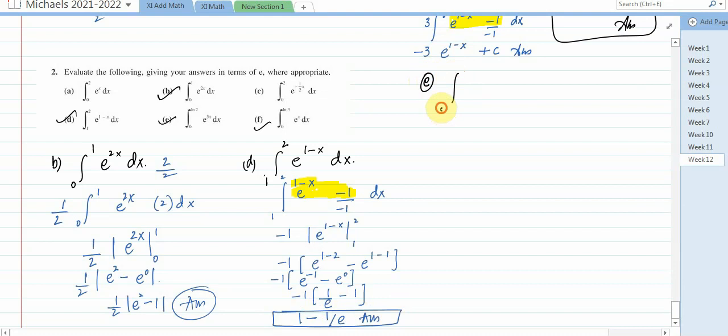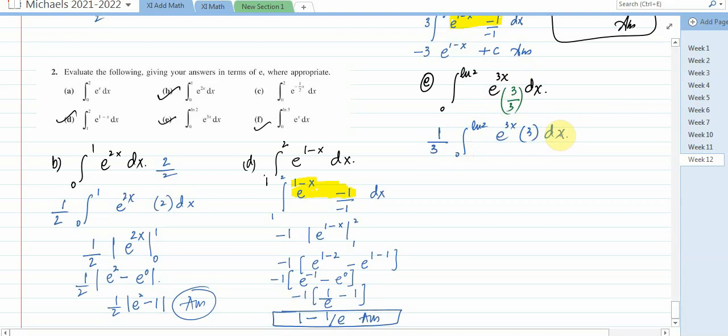Integral from 0 to ln2 of e to the power 3x dx. The first step is again the same: the integral of an exponential is the exponential, but we need the derivative of its power. The derivative of its power is 3, so you need to multiply and divide by 3. The 3 in the denominator I will take outside the integration, so it's 1 upon 3, integral from 0 to ln2, e to the power 3x times 3 dx.